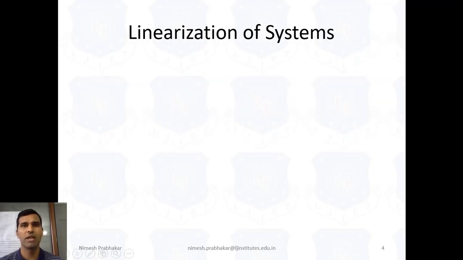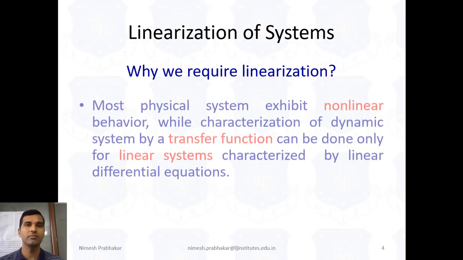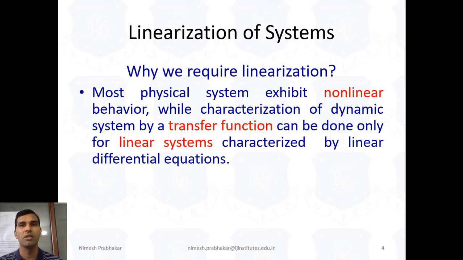Now another question occurs in mind: why do we require linearization, or in other words, why do we have to convert a non-linear system into a linear system? So the answer is, most physical systems exhibit non-linear behavior, while characterization of a dynamic system by transfer function can be done only and only for linear systems characterized by linear differential equations. That means most systems in the chemical industry or other industries, like in process control, always have non-linear behavior. 99% of systems have non-linear behavior.